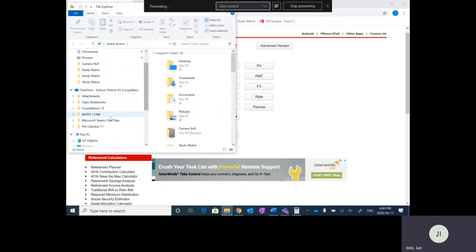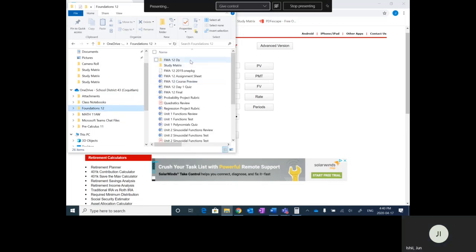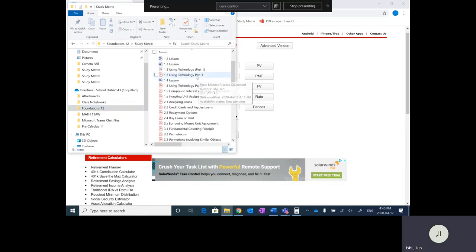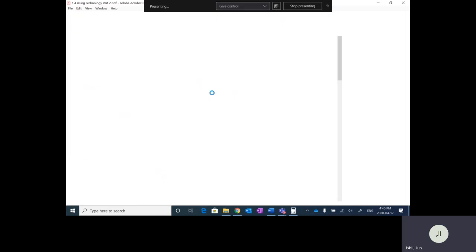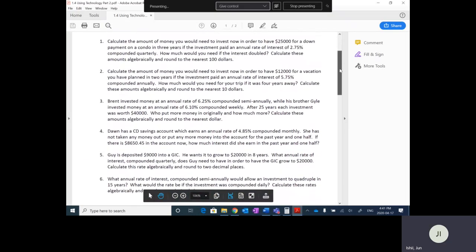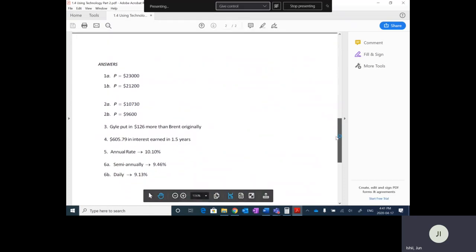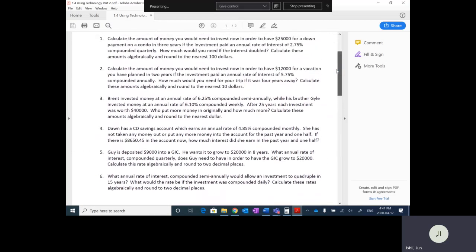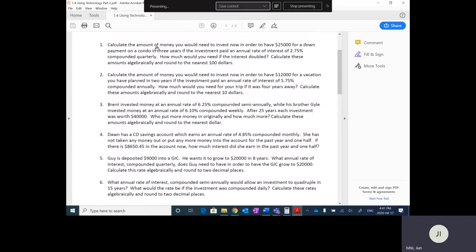We'll just take a quick look at your worksheet, Technology part 2. You've got 6 practice questions here, with answers on the bottom. It's either solving for the principal, which are these ones here, or solving for the interest rate.